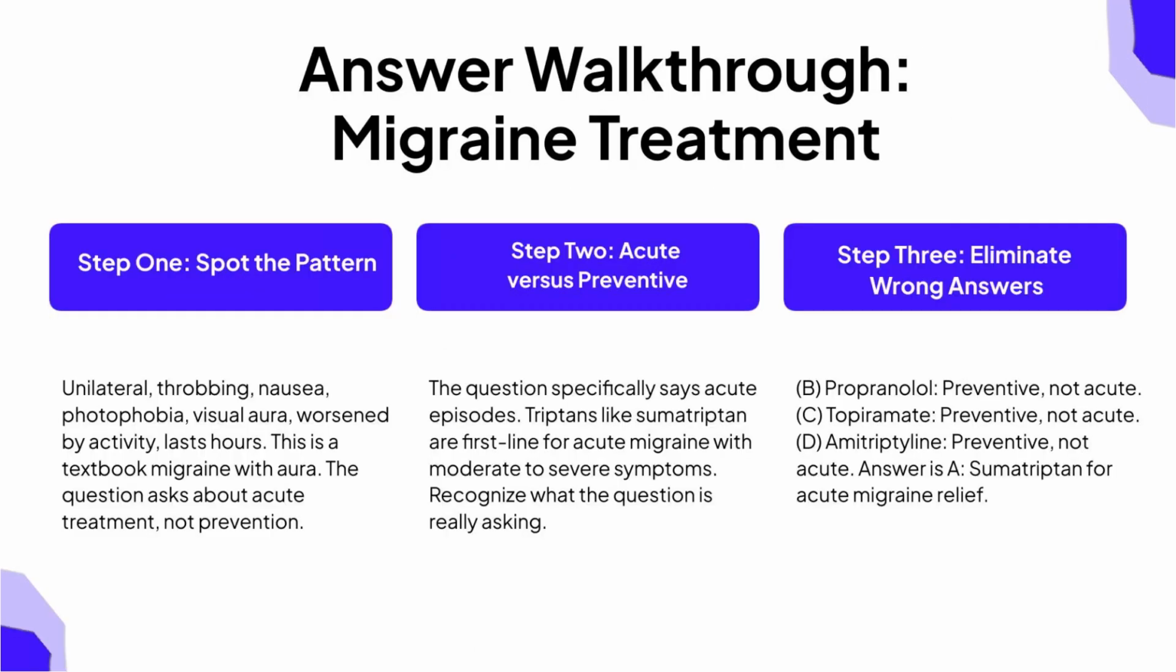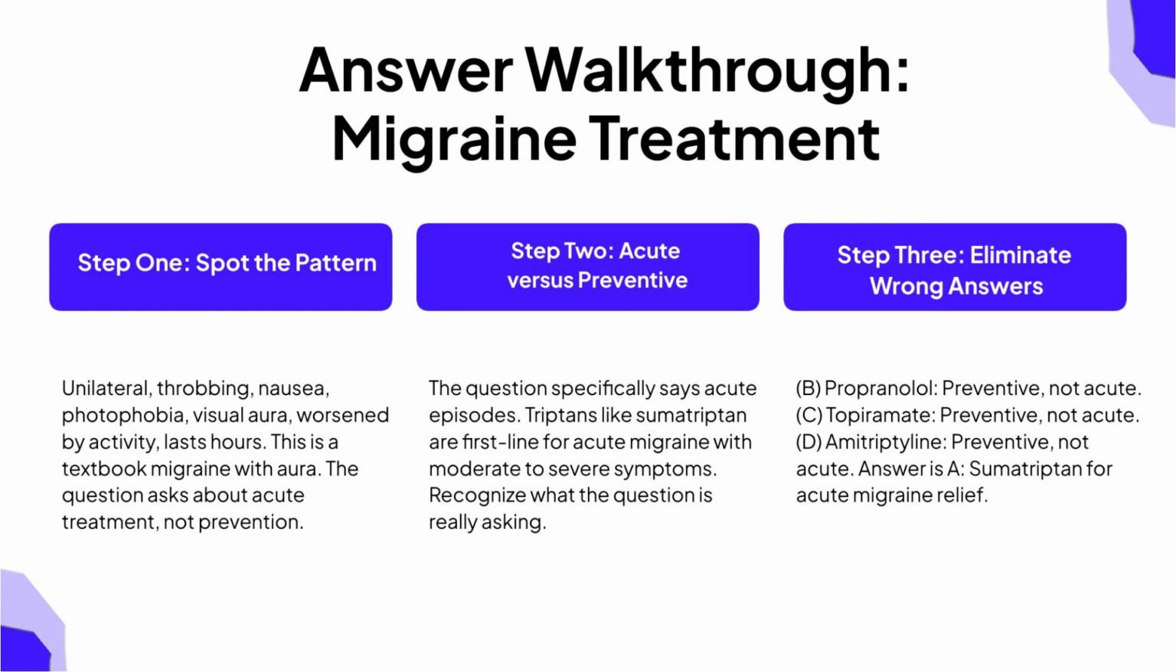In step 1, we spot the pattern. Unilateral, throbbing, nausea, photophobia, visual aura, worsened by activity, lasts hours. This is textbook migraine with aura. In step 2, we focus on what the question is actually asking. It says acute episodes, which means you need an abortive medication, not a preventive one.